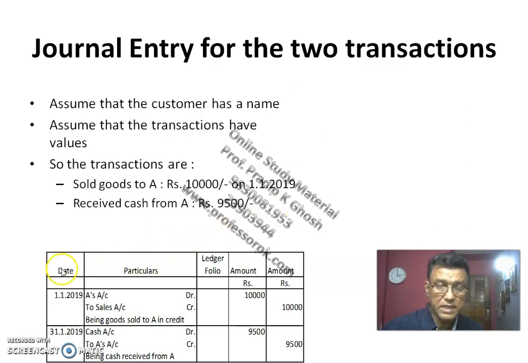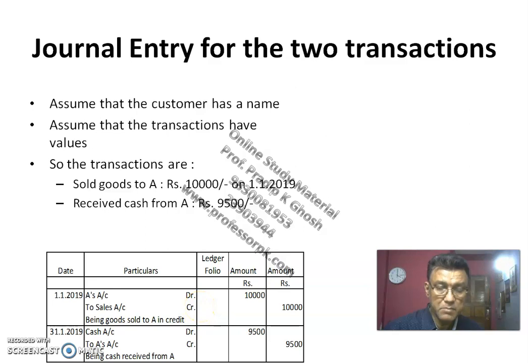So the journal has a format: date, particulars, ledger folio, amount and amount. Below amount you have to write rupees and rupees, or the currency whichever is relevant, and then you have to put it in a particular format.